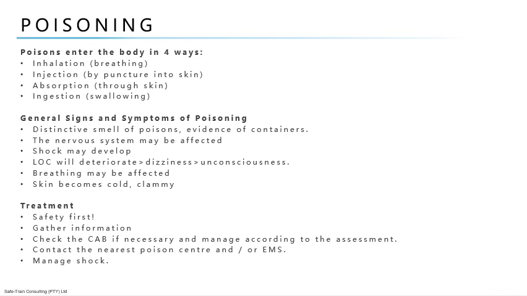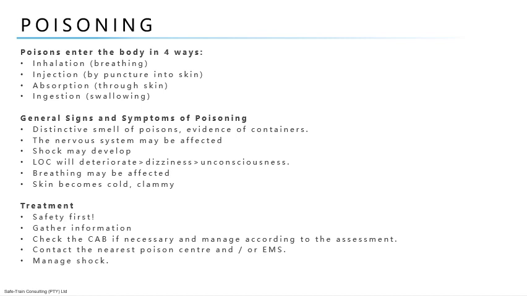Poisoning. A poison is any substance that can cause illness or death when it is absorbed into the body. An antidote is a substance that acts against a poison, to offset its effects. You will need as much history about a poisoning accident as possible, so that proper first aid can be started without delay. Poisons enter the body in 4 ways. Inhalation, through breathing. Injection, by puncture into the skin. Absorption, through the skin. Ingestion, swallowing.